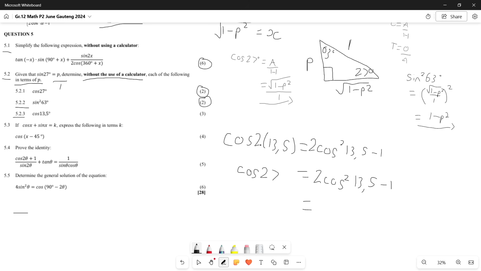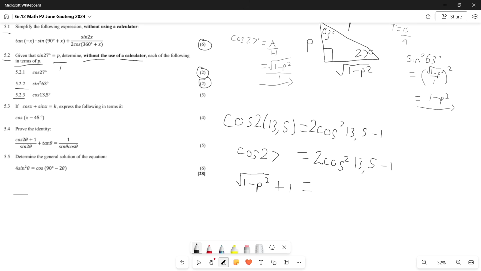Because as we saw, cos 27 is the square root of 1 minus p squared from 5.2.1. So we can just go ahead and write that down. And then this negative 1, we can take it over, so it becomes a positive 1 over here. And then we can divide by 2 to get rid of the 2 that we have on this side. So we took the negative 1 over, it became a positive 1, and then divided by 2 so that there's no longer the 2 on the right side.